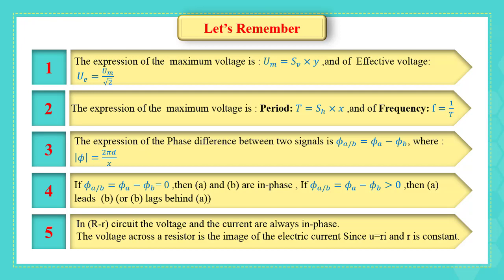5. In an RC circuit, the voltage and the current are always in phase. The voltage across a resistor is the image of the electric current since U equal Ri and R is constant.